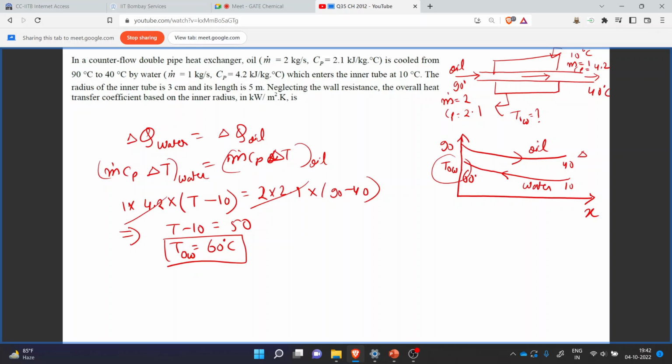So at the exit of the heat exchanger, the temperature difference is delta T2 is equal to 40 minus 10, it will become 30 degrees Celsius. And at the inlet, it will become delta T1 is equal to 90 minus 60, that is 30 degrees Celsius. Now, usually we will be using this log mean temperature difference to calculate the temperature difference due to which this heat exchange occurs. But in this case, since delta T1 is equal to delta T2, the log mean temperature difference we can write it as either delta T1 or delta T2. So that is equal to 30 degrees Celsius. So this we can use to calculate the overall heat transfer coefficient based on the inner radius.